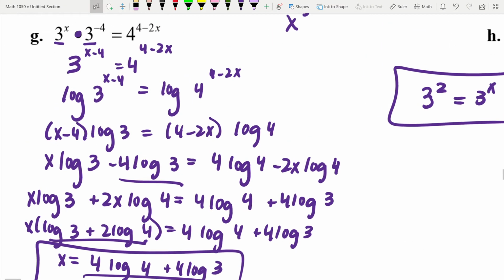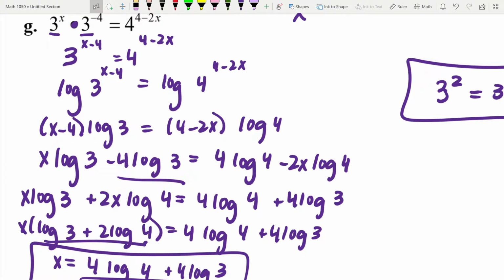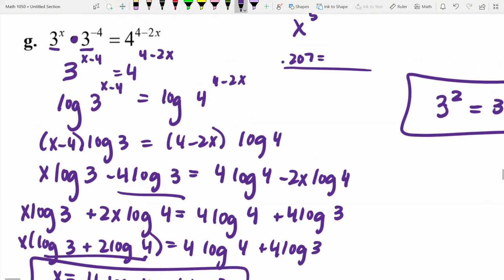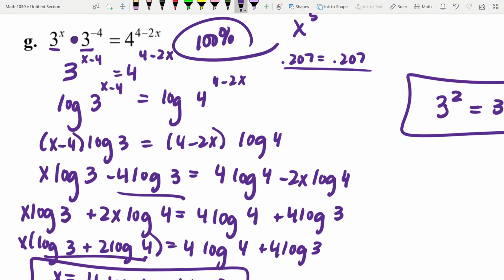Now let's plug it into the original, left-hand side. Everybody go 3 to the mem bar, enter, times 3 to the -4, enter, and I got 0.207. You don't have to write that down. I'm just writing it down so I don't forget what I got. I'm going to do the next one. 4 to the parenthesis, 4 minus 2, mem bar, enter, close it, enter, 0.207. I know without a doubt, I am 100% confident that I just got that problem right because I checked it.